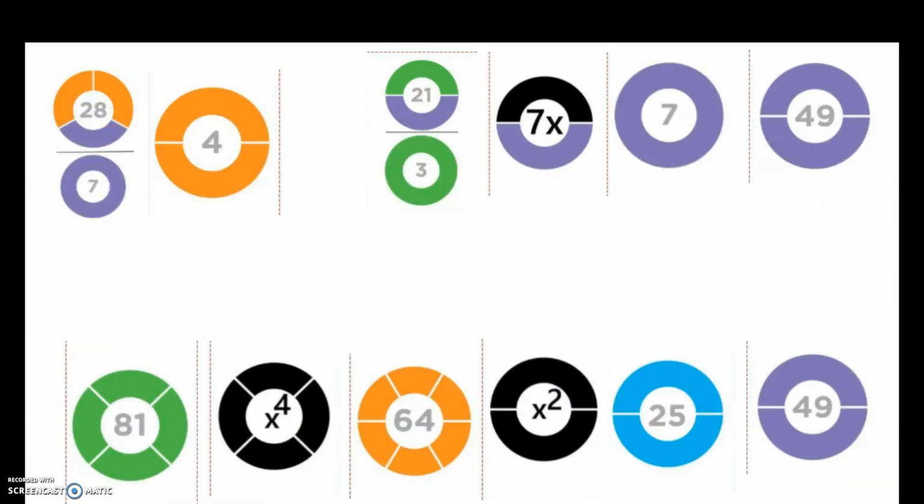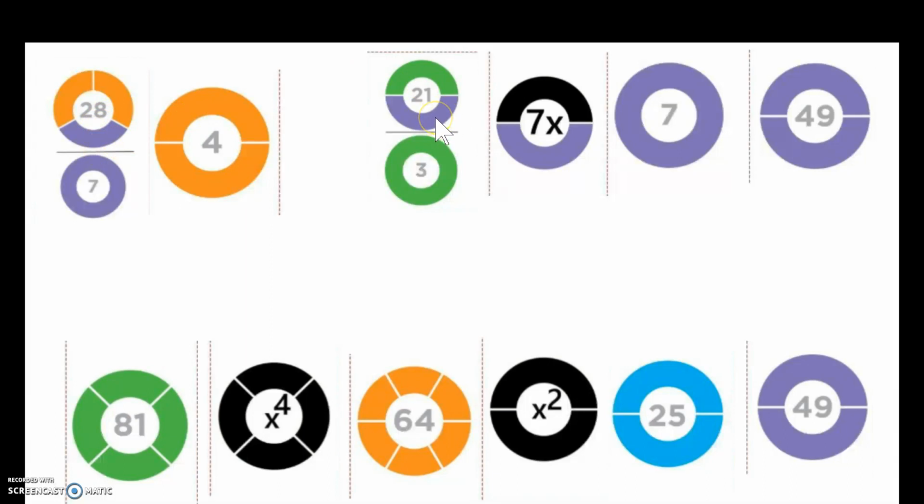Here we've got some examples. So here, the purple actually cancelled. So we're left with the 2 orange, 2 times 2 is 4. So that's a bit of a trick, because people are matching the colours and then they realise, no, that cancels. So we've got fractions in amongst it.